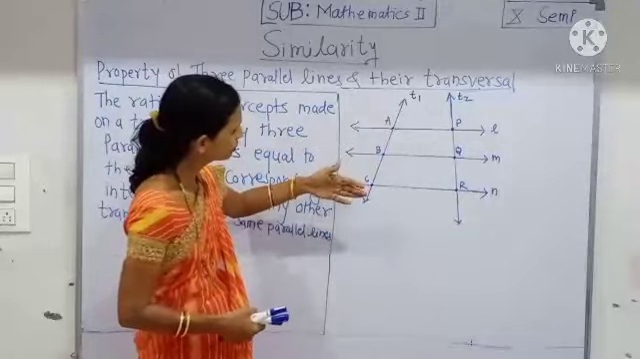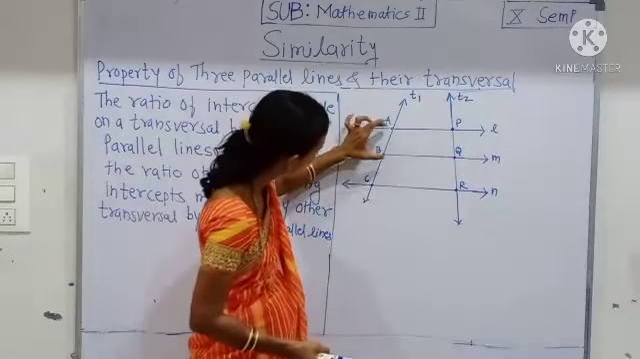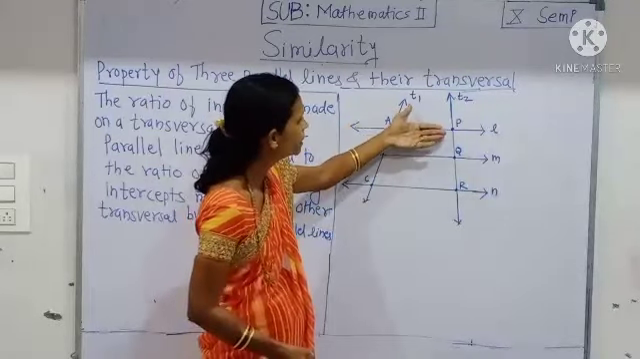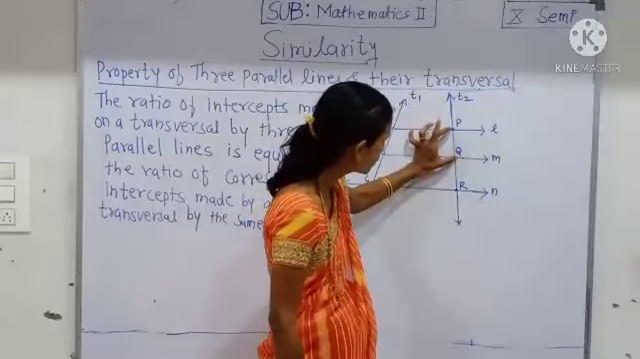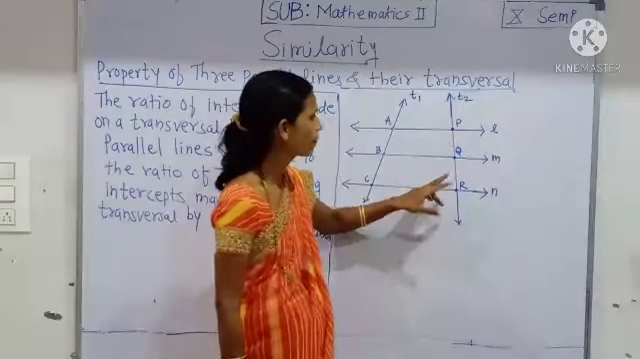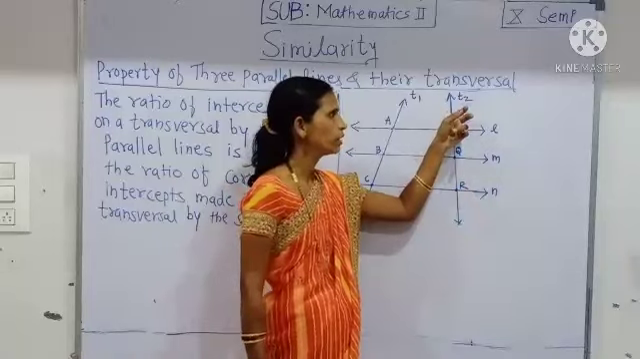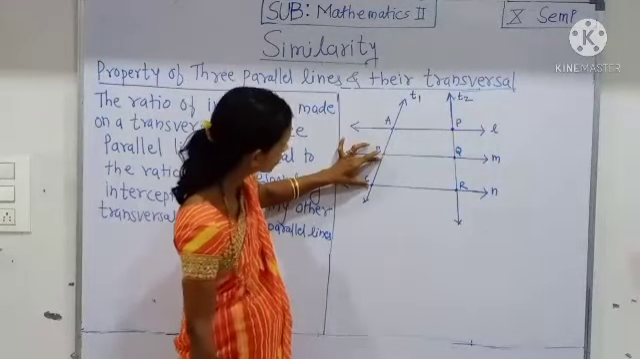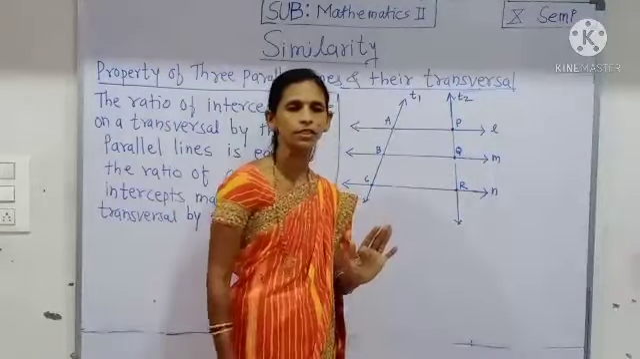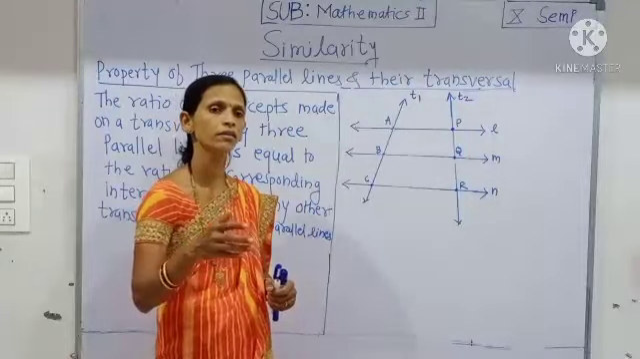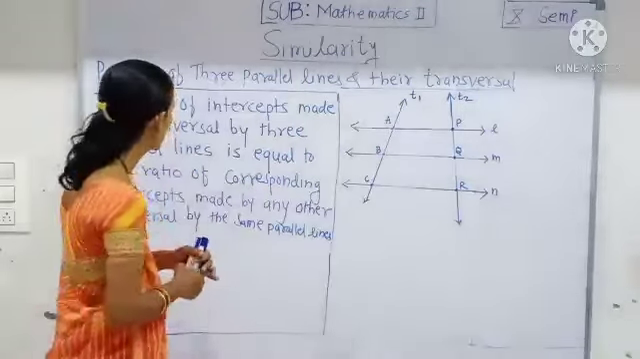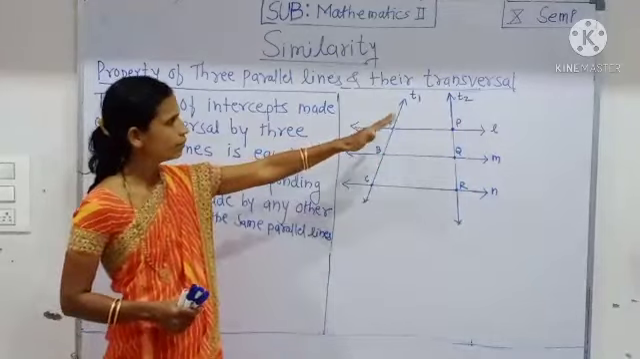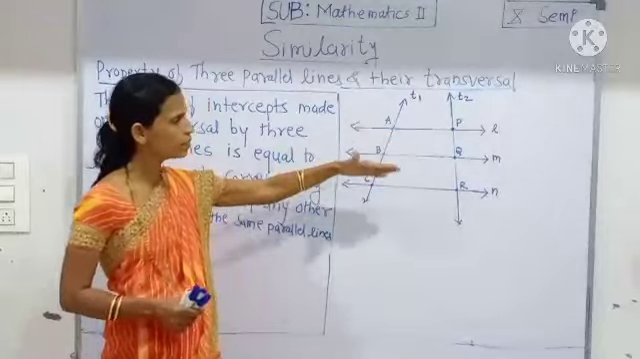Because of that, the intercepts AB and BC made on transversal T1 by these three lines, as well as the intercepts PQ and QR made by these three lines on the T2 transversal, have their ratios in the same proportion. This is the theorem or property of three parallel lines and the intercepts made on different transversals by the same three parallel lines.